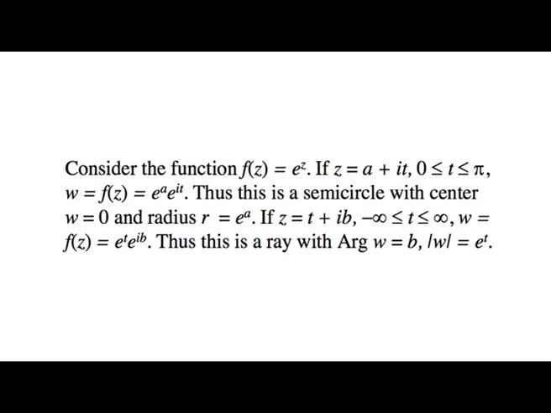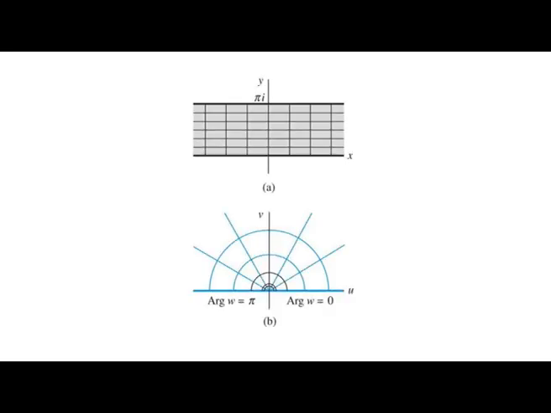Thus, this is a semicircle with center w is equal to 0 and radius r is equal to e raised to a. If z is equal to t plus ib, where t varies from minus infinity to infinity, then w is equal to f of z, which is e raised to t into e raised to ib. Thus, this is a ray with argument of w as b and modulus of w as e raised to t. So, this is shown in the next figure.